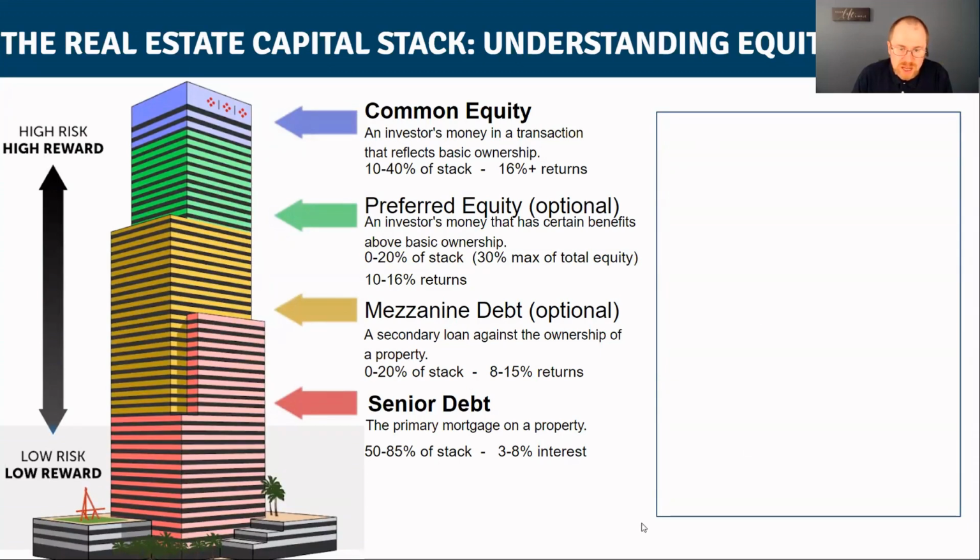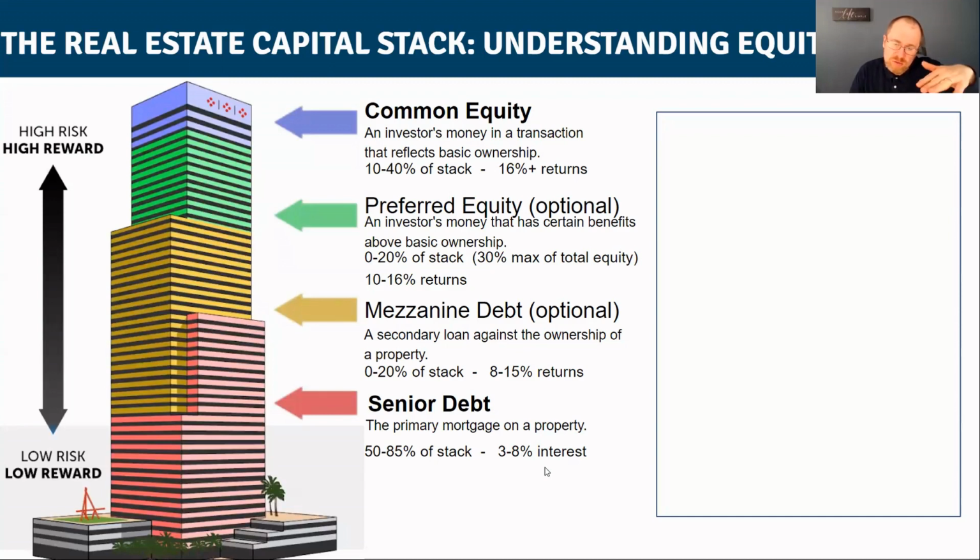But let's start with the senior debt. And why we start with that, because it's going to represent between 50 and 85% of the whole stack. The interest rate is going to vary between 3 and 8%. And we're going to talk a little bit more about interest rates in the coming slides as well. But senior debt is going to be the primary mortgage on the property.